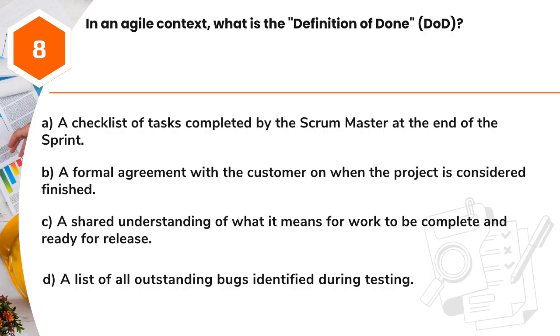Question 8. In an Agile context, what is the definition of done, DoD? A. A checklist of tasks completed by the Scrum Master at the end of the sprint. B. A formal agreement with the customer on when the project is considered finished. C. A shared understanding of what it means for work to be complete and ready for release. D. A list of all outstanding bugs identified during testing.